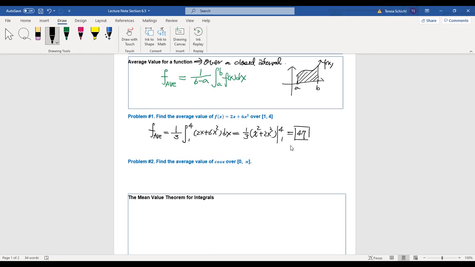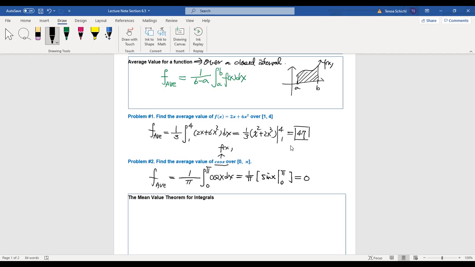Let's find the average value of cosine x over 0 to pi. This is my f of x. The average value of the function over 0 to pi has length pi, so it's 1 over pi, and then you integrate cosine x dx from 0 to pi. The cosine integral will give you sine, and sine of pi minus sine of 0 is zero. So the average is zero.